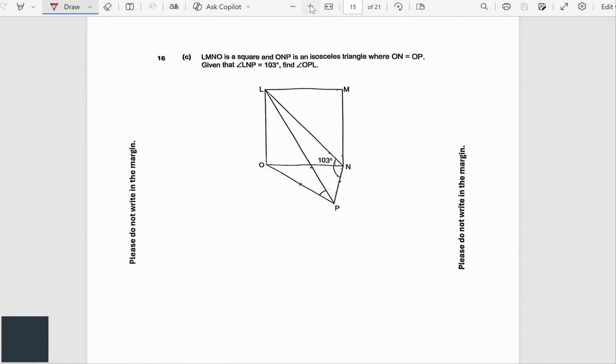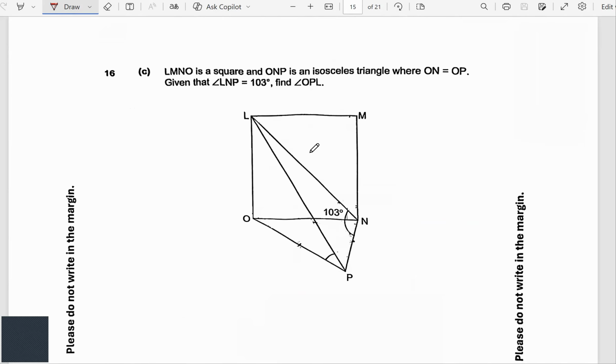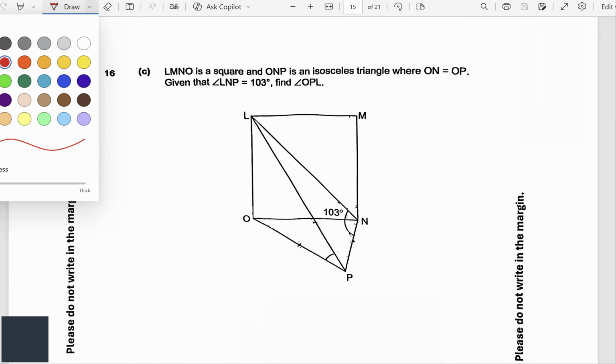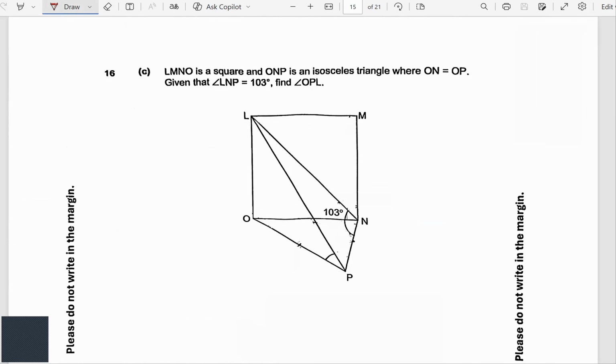Oh, sorry, still 16, but part C. LMNO, this is a square. So for a square, just make sure you label the equal sides. Okay, then you got isosceles triangle. Isosceles, so this one also equal. ON equals OP. You have 103 degrees.